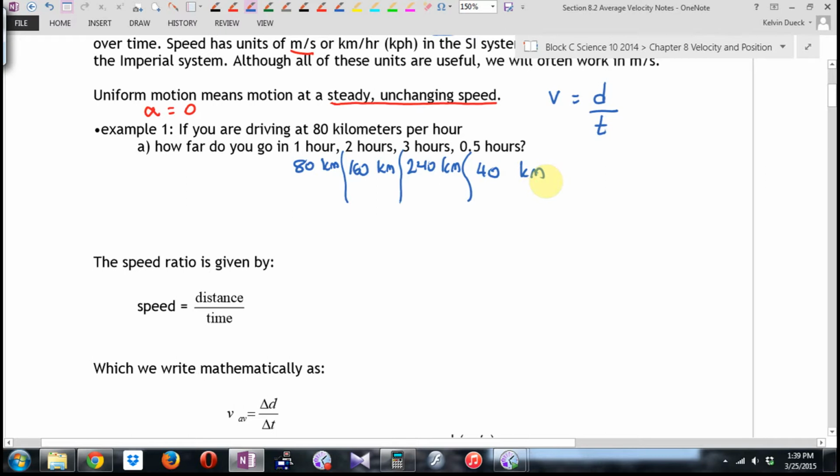Is that okay, Andrea, so far? Yeah? What we've really just done without realizing it is derive the distance equation. The distance equation says distance is speed times time, although we usually don't write it that way.